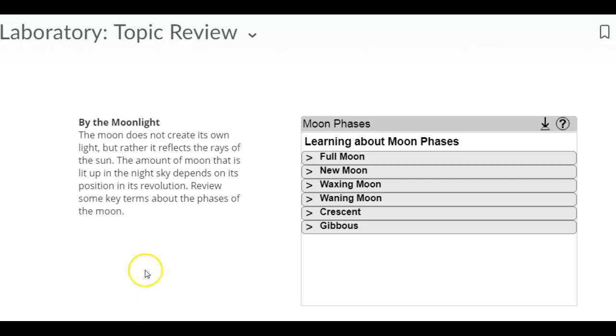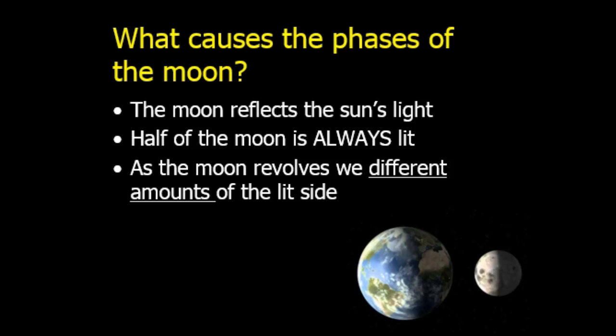So review some of the key terms about the phases of the moon. So let's do a quick review here in this video. We said that the moon reflects the sun's light. Remember that half of the moon is always lit up. And then as the moon revolves, we see different amounts of that light, but half of the moon is always lit up from the sun.